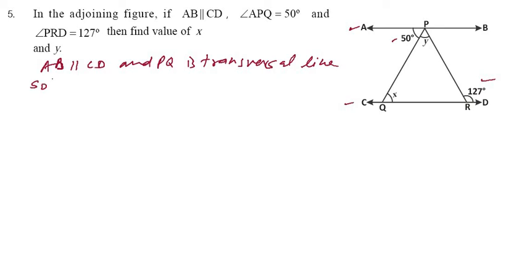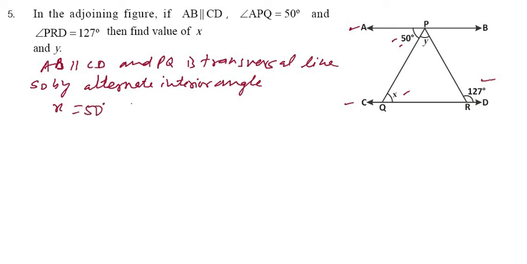So by alternate interior angle, X will be equal to 50 degrees. So you have to write X equal to 50 degrees. It's your first answer.